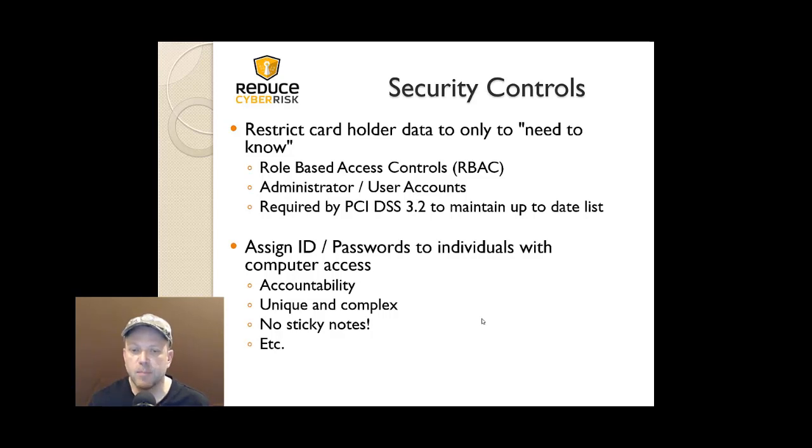You also want to assign IDs and passwords to individuals with computer access. There need to be unique IDs and passwords for individuals who have access to the computer systems. Again, this is accountability. It needs to be unique and complex. You need to make sure that they are tied specifically to the individual and not to some random rogue account. Again, this comes back to ensuring that people are doing what they're supposed to be doing, and you have the audit trail to go back and show, if something bad did happen, who did it? Why did they do it? Where are they at? When did they do it? All of those pieces have to come into play.